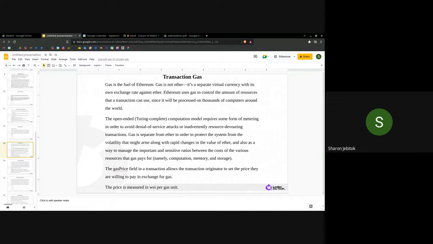So the next thing, the gas field. I think there is the gas, and now there is the gas price. So the gas price field in a transaction allows the transaction originator, who is now the sender, to set the price they are willing to pay in exchange for gas.